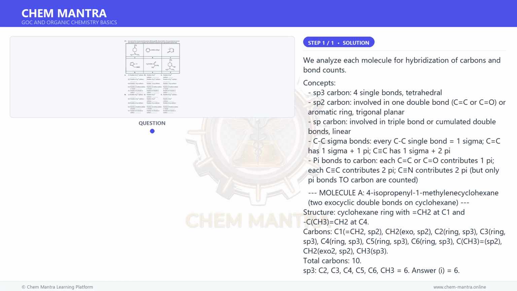Molecule B, phenyl C≡C CO2H, 3-phenylpropiolic acid. Carbons: 6 in the benzene ring, plus C≡C, 2 carbons, plus C=O, or 1 carbon, 9 carbons total. sp3: none. Answer: I equals 0. sp2: 6 benzene, plus C=O, equals 7. Answer: 2 equals 7. sp: the C≡C. Answer: 3 equals 2.